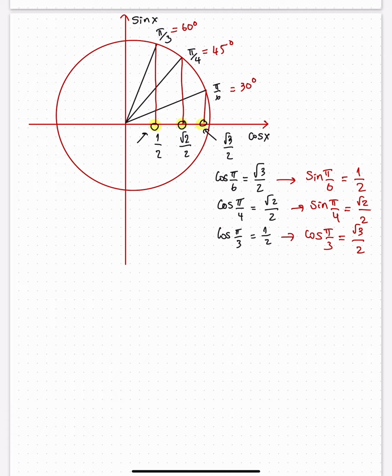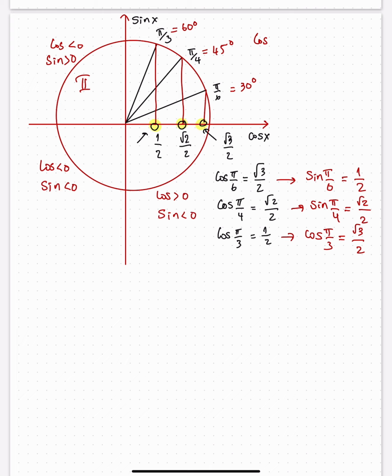But these are angles that stay in the first quadrant. How about the second quadrant, third quadrant, and fourth quadrant? As you can see here, in the first quadrant, the values of cosine and sine of angles that stay in the first quadrant are all positive. But for the second quadrant, cosine will be negative and sine will be positive. For the third quadrant, both cosine and sine are negative. And for the fourth quadrant, cosine will be positive, but sine will be negative.